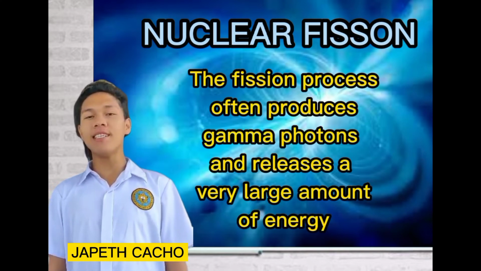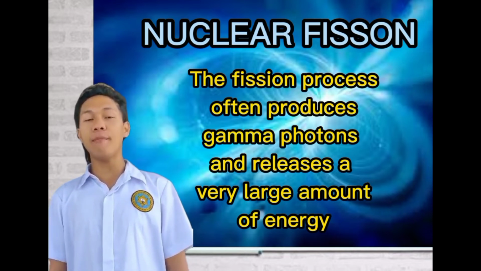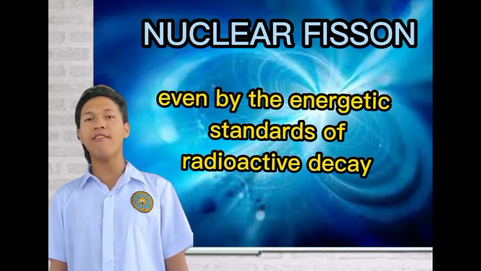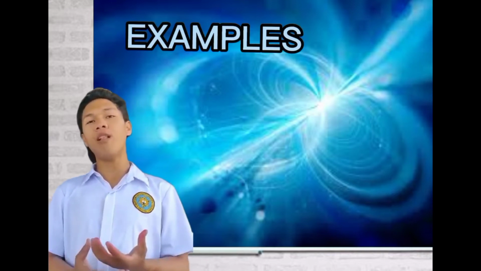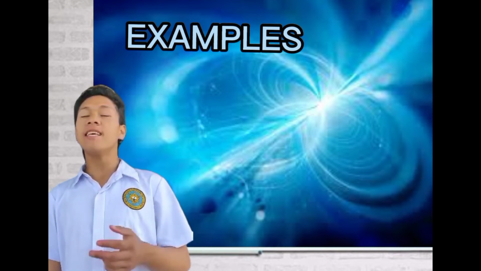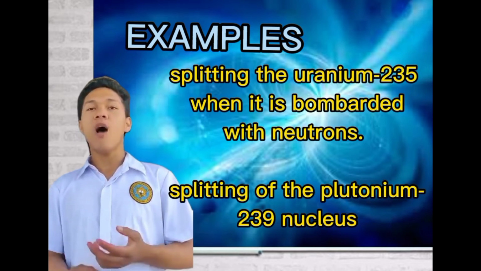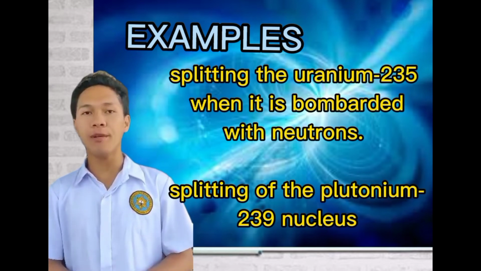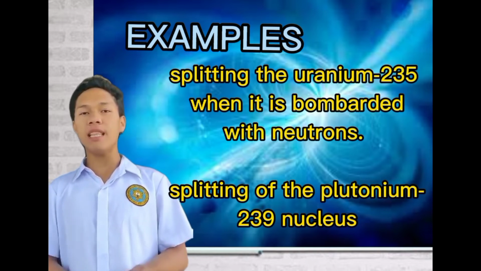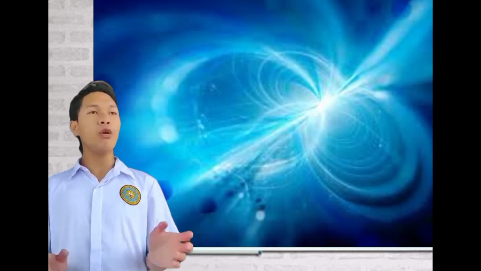The fission process often produces gamma photons and releases a very large amount of energy, even by the energetic standards of radioactive decay. So we will give you an example of nuclear fission. An important example of nuclear fission is the splitting of the uranium-235 nucleus when it is bombarded with neutrons. Another example of nuclear fission is the splitting of the plutonium-239 nucleus. So that is nuclear fission.